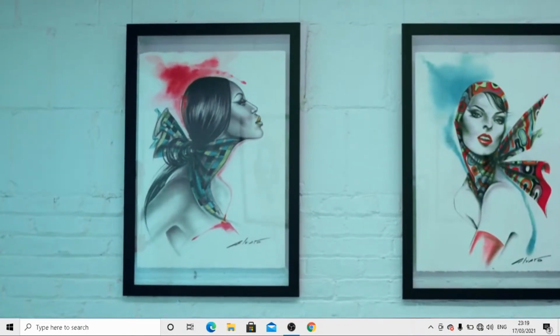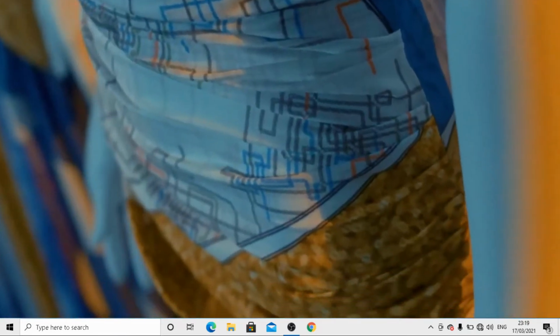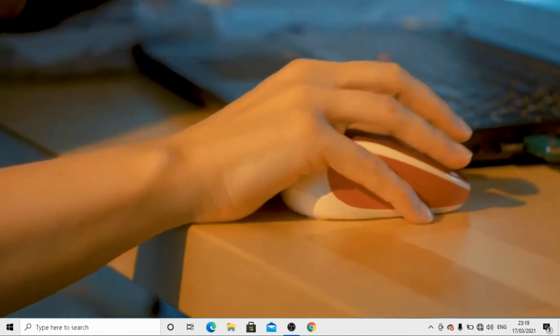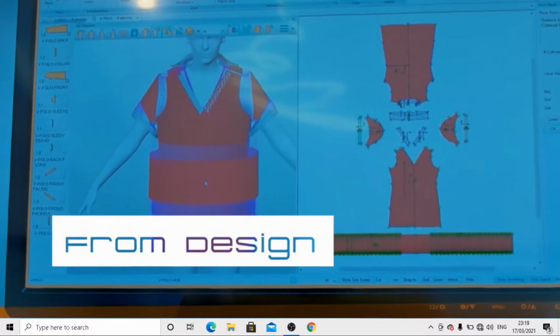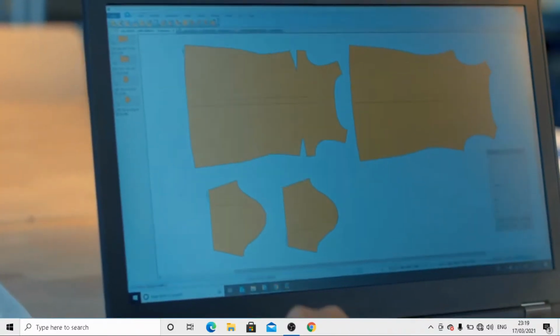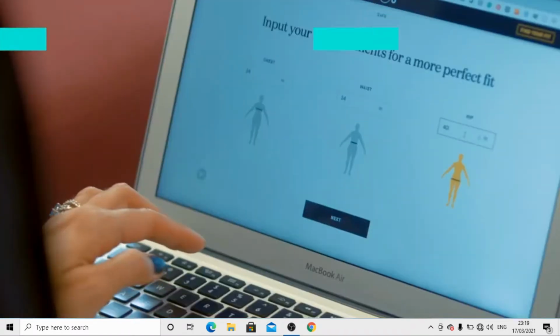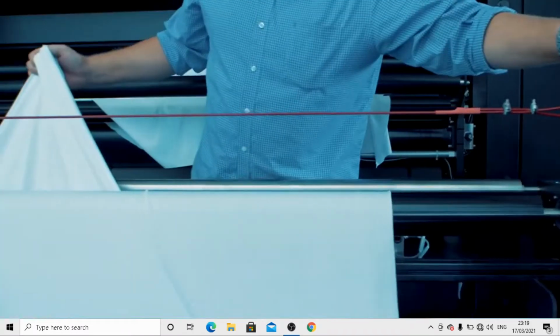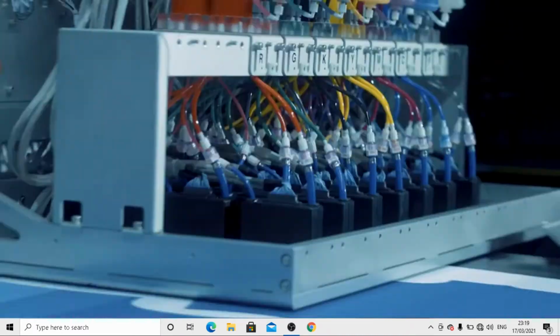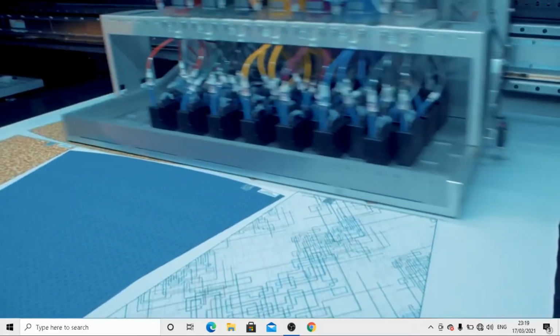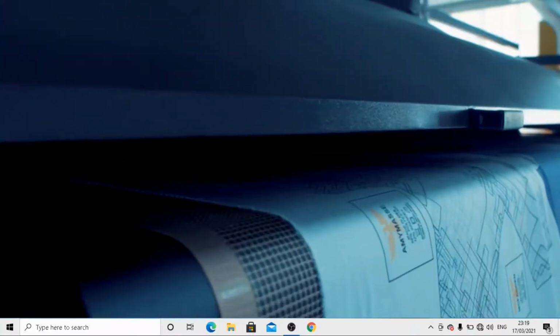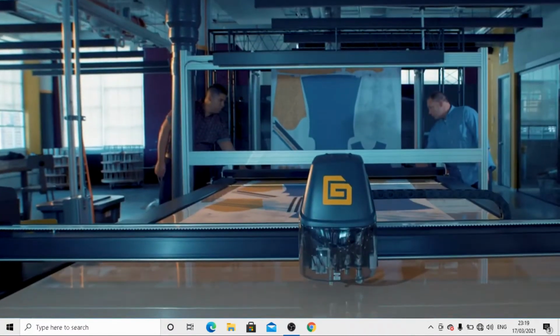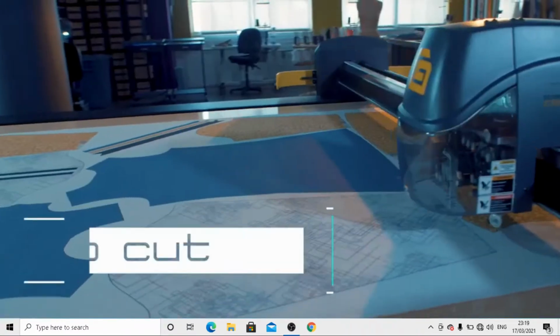So before going into the explanation of the establishment of the CAD section in a fashion institution or industries, let me explain to you about the CAD. What is CAD? CAD is basically computer aided design. It is also called computer aided design and drafting.